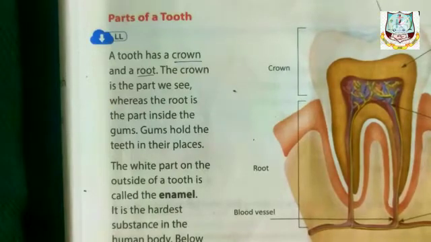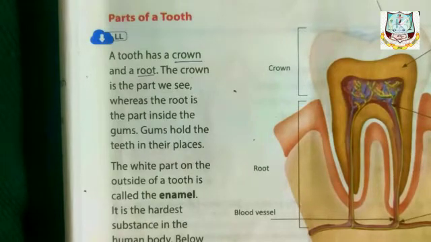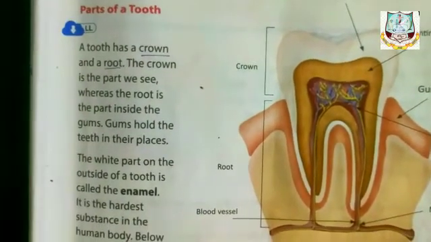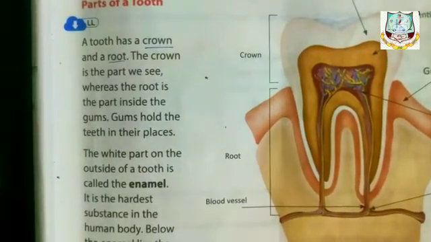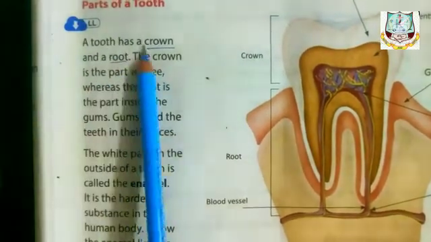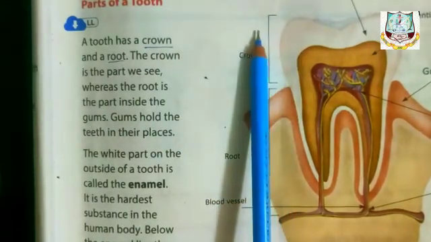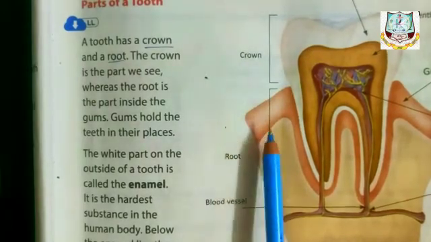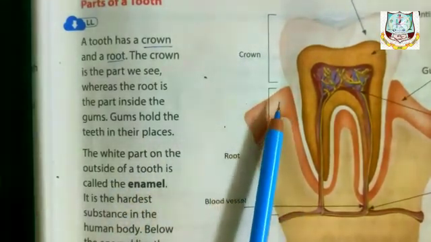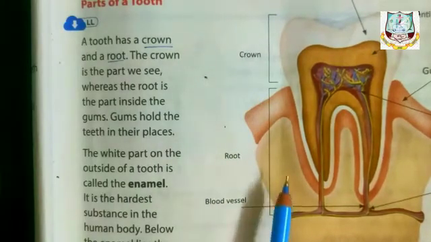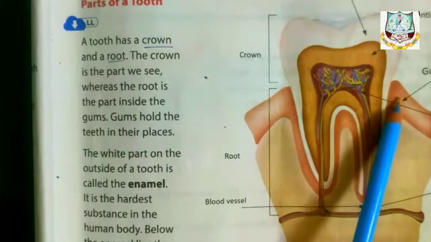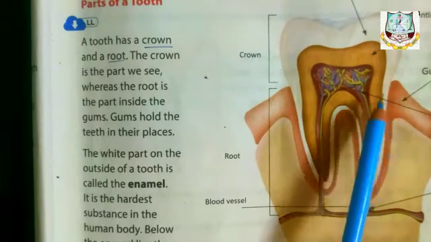So children, today we learned parts of a tooth, care of teeth and ways to protect your teeth. First, parts of a tooth. It is on page number 23. A tooth has a crown and a root. The crown is the part we see, whereas the root is the part inside the gums. Gums hold the teeth in their places.